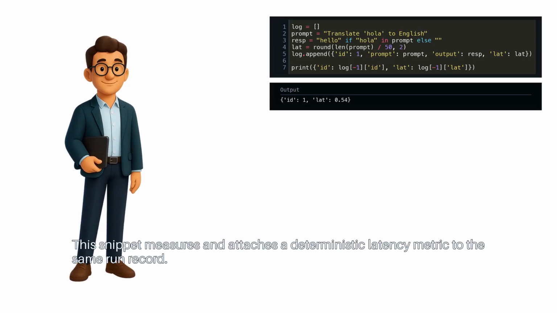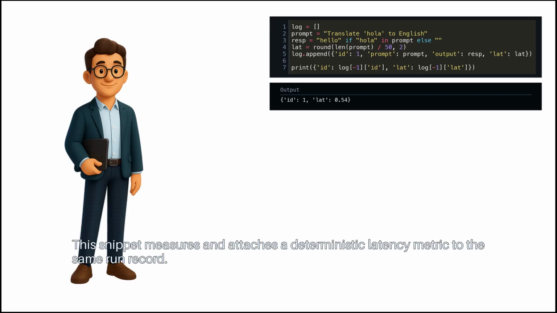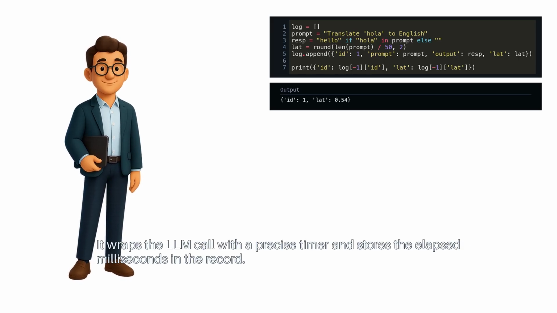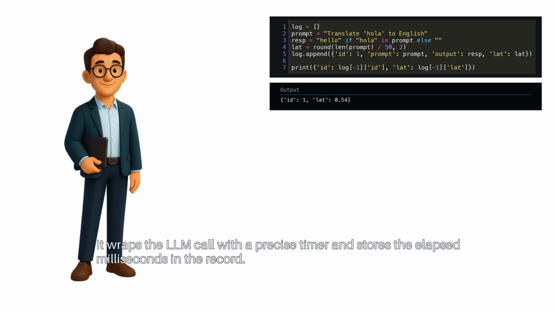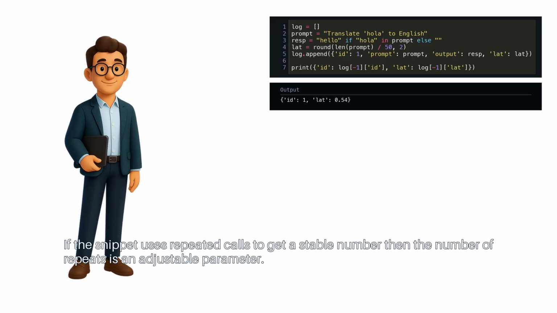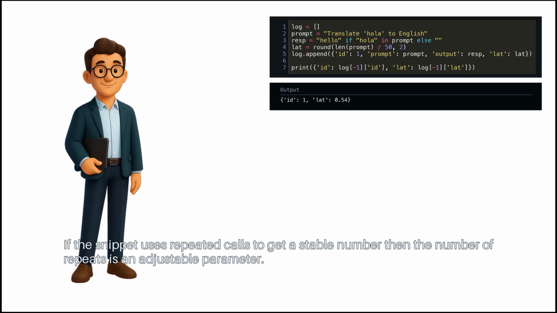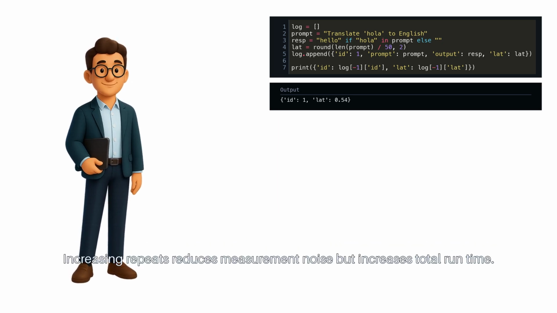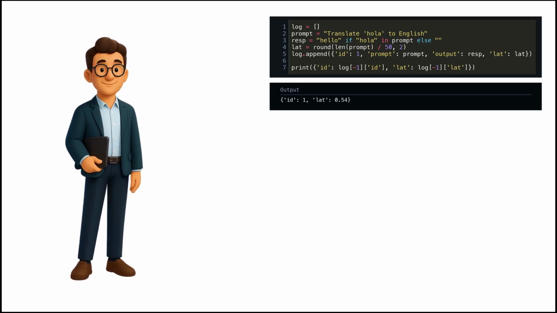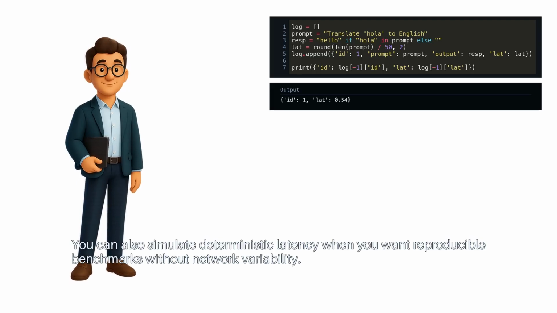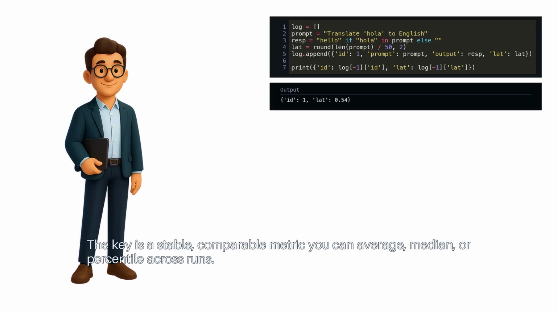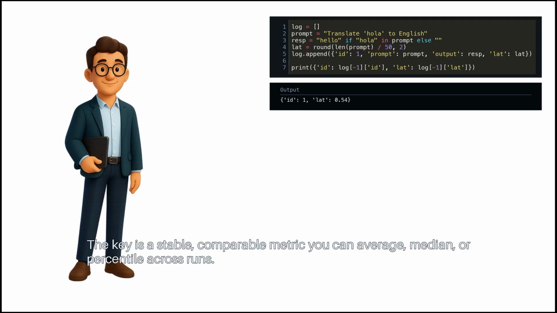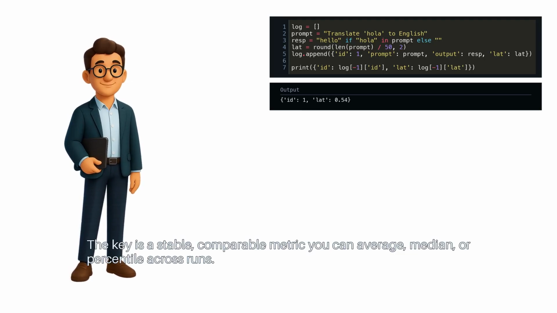This snippet measures and attaches a deterministic latency metric to the same run record. It wraps the LLM call with a precise timer and stores the elapsed milliseconds in the record. If the snippet uses repeated calls to get a stable number, then the number of repeats is an adjustable parameter. Increasing repeats reduces measurement noise but increases total runtime. You can also simulate deterministic latency when you want reproducible benchmarks without network variability. The key is a stable, comparable metric you can average, median, or percentile across runs.